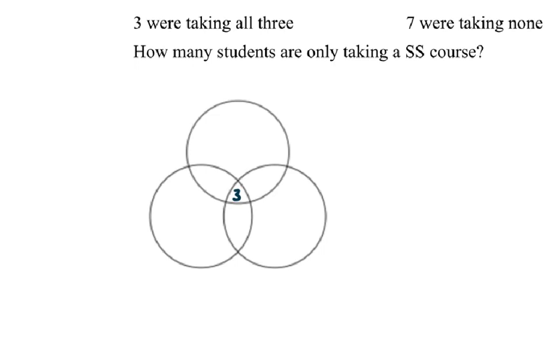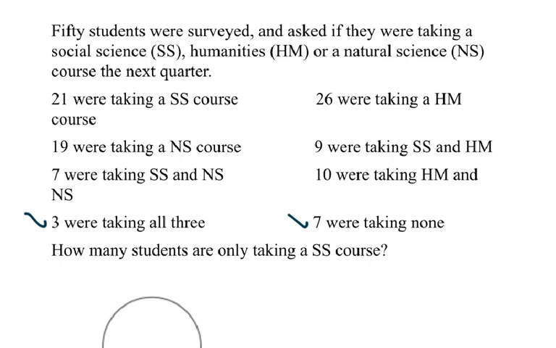The other amount I always look at are how many people are taking none. And those 7 people are out here in the middle of nowhere. They're in the universal set, however, they're not within these 3 looped subsets. Next, we look at that there are 7 taking social science and natural science.